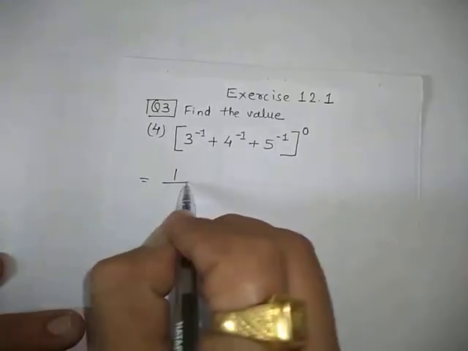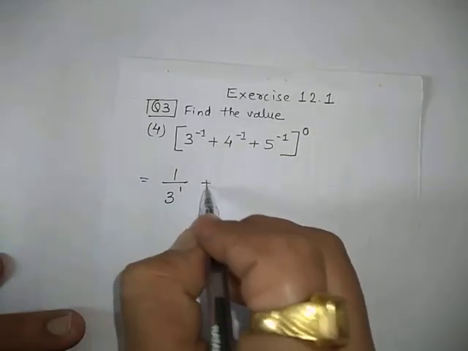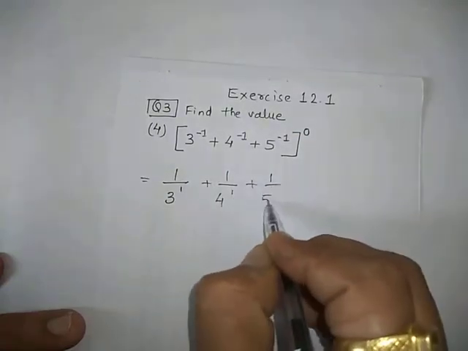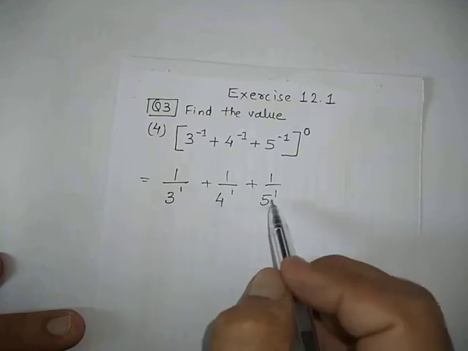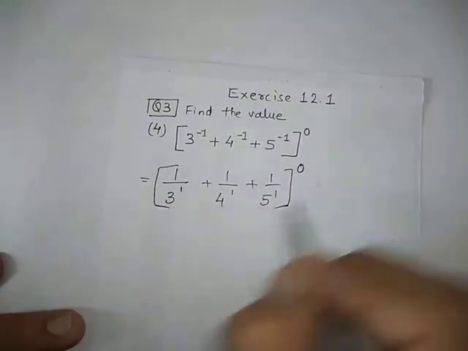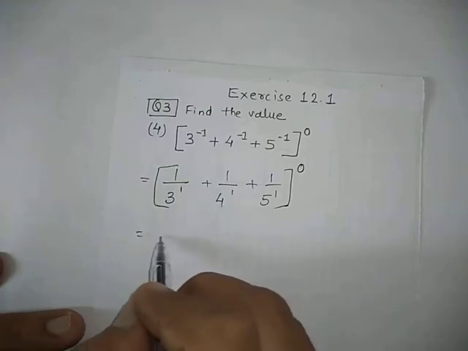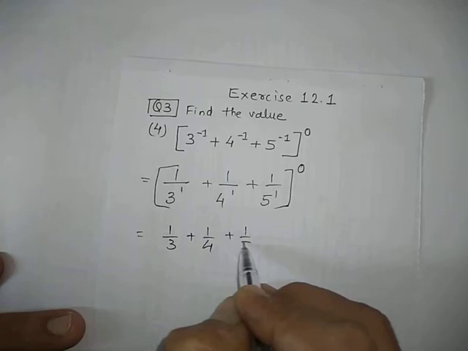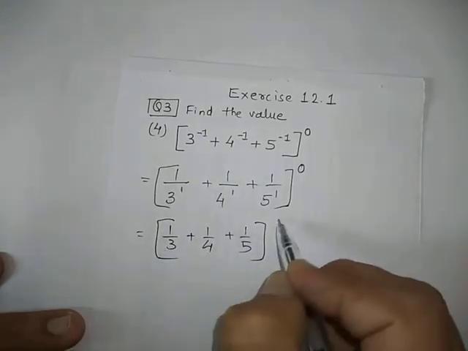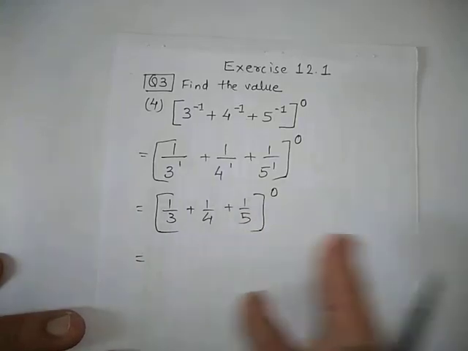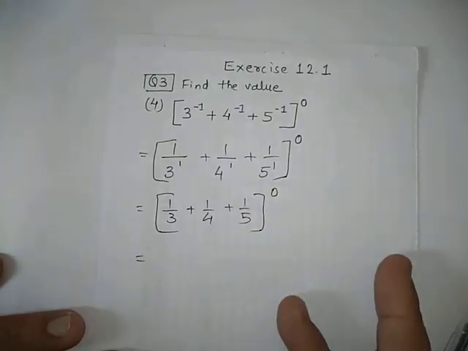So first we will make the power positive, 3 by 1. So 1 4 by 1 plus 1 5 by 1. So negative power 1 has become positive power. And overall this is raised to 0. So here it will be 1 by 3 plus 1 by 4 plus 1 by 5 raised to 0. So whatever the value of this bracket is, raised to 0 its value will become 1. It can be done directly too.